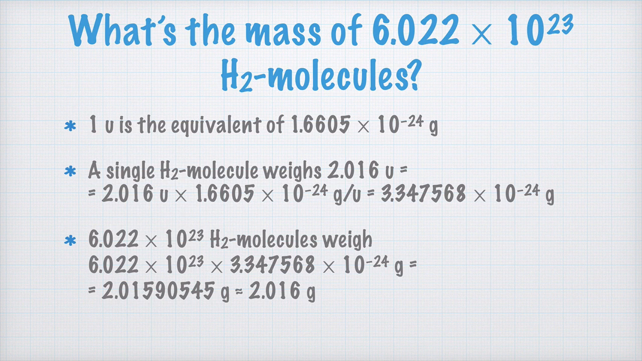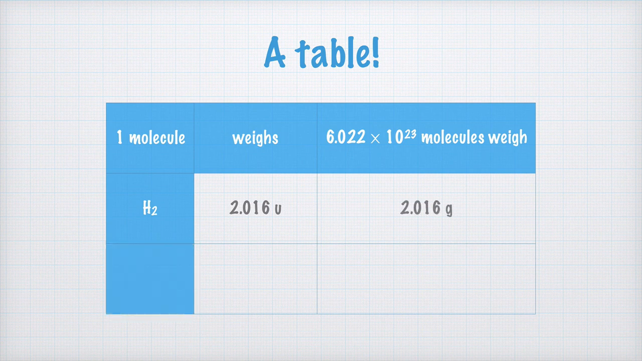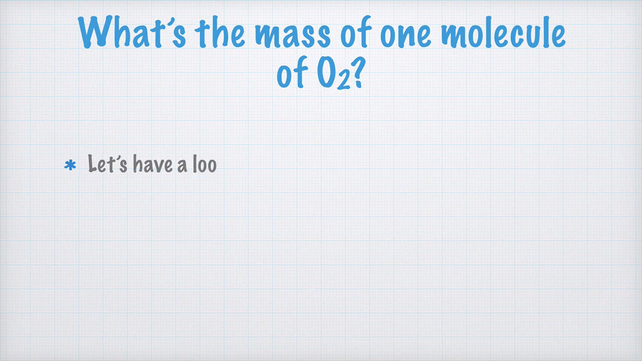Let's explore that further. Now we make a small table again, and in the header you write that one molecule weighs and that 6.022 times 10 to the 23 molecules weigh in this way. And we fill in that one H2 molecule weighs 2.016 U, while 6.022 times 10 to the 23 H2 molecules weigh 2.016 grams. Let's look at another example, this time how much a single oxygen molecule weighs.